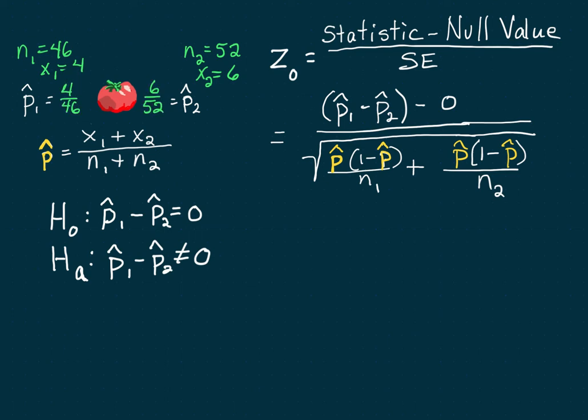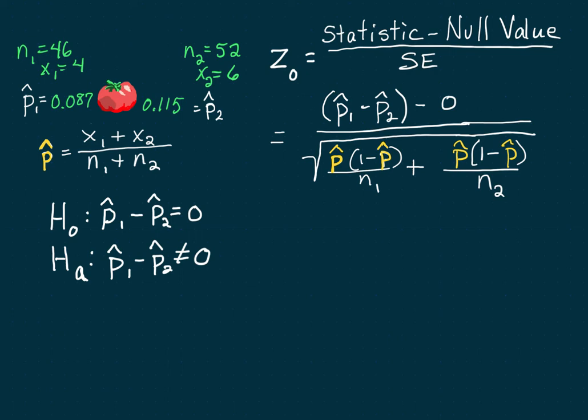Well, 4 rotten tomatoes divided by 46 would be equal to 0.087. Then 6 over 52, I'm going to have to make some room here for this one, equals 0.115. It looks like the second supplier is supplying a larger proportion of rotten tomatoes, but could that just be happening by chance? That is what we have to discover. And we have not yet calculated everything we need to find our test statistic. We still need p hat.